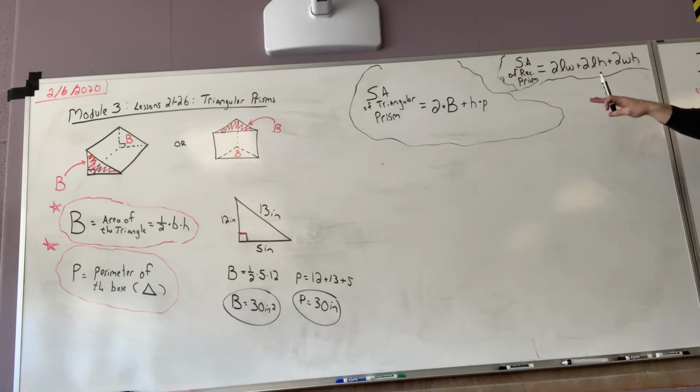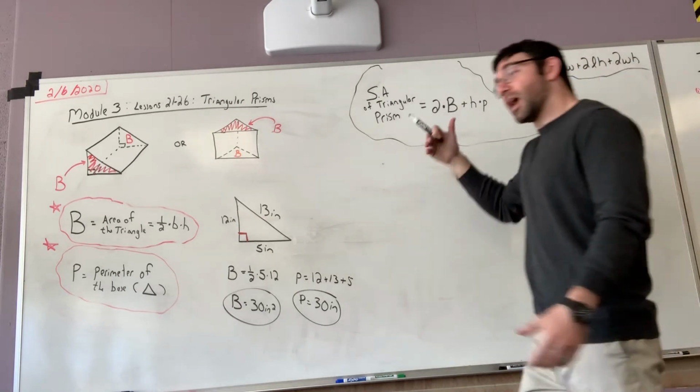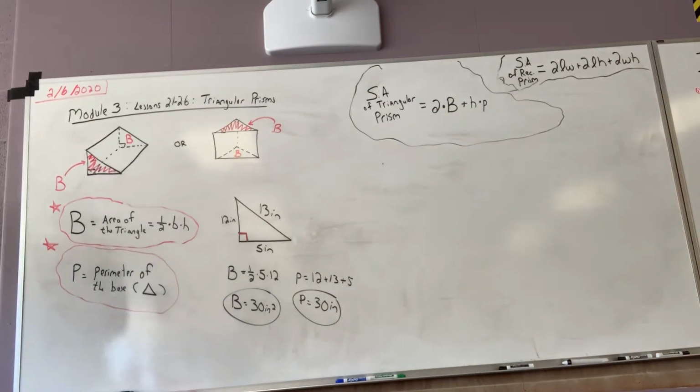Looks very easy up here. You know why? Because it is. I'm going to make it even easier once you see the figure. So the surface area of triangular prisms is 2 times big B plus H times P.